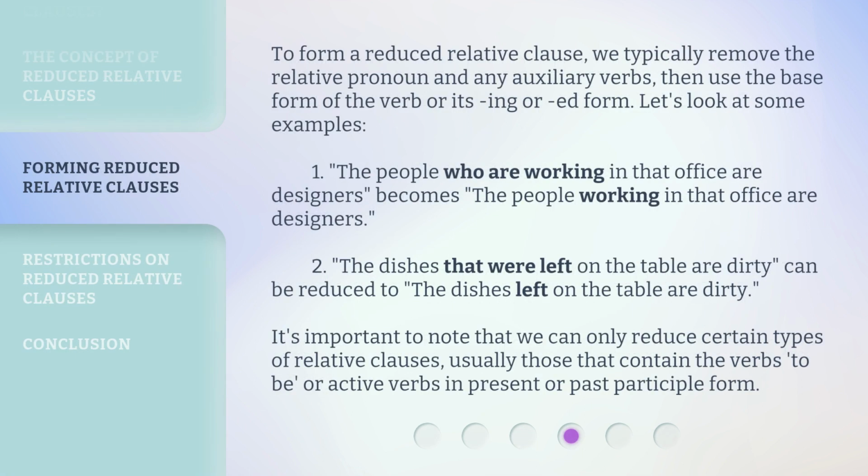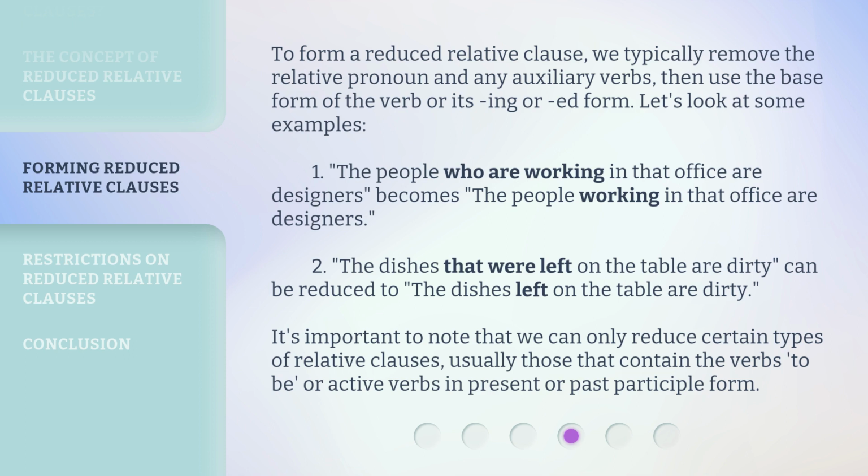To form a reduced relative clause, we typically remove the relative pronoun and any auxiliary verbs, then use the base form of the verb or its -ing or -ed form. Let's look at some examples. 1. The people who are working in that office are designers becomes, the people working in that office are designers.